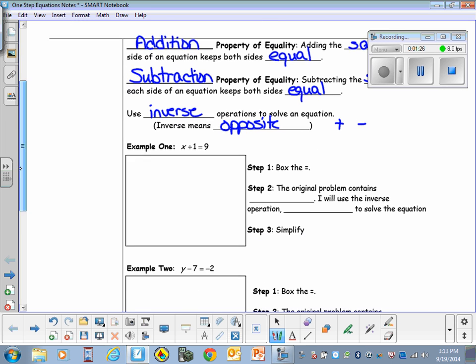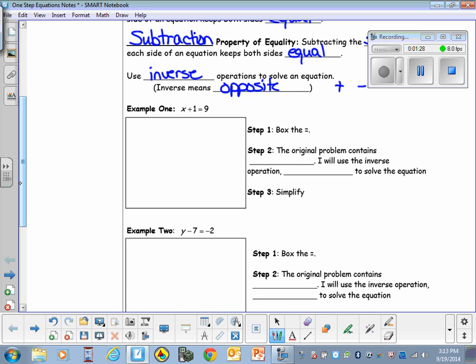So to begin with, I have a one-step addition equation: x plus 1 equals 9. When I say box the equal sign, what I would like to see you do is box it off like this, with these bars letting you know that when we cross from the left side to the right, and later in this unit from the right side to the left, I have to make sure I'm doing the exact same thing to both sides.